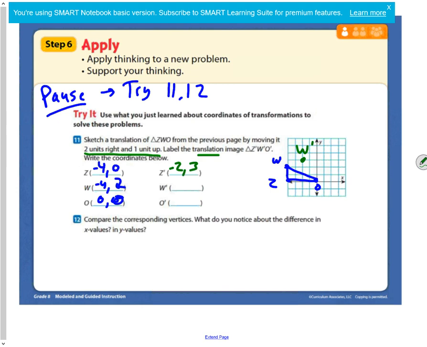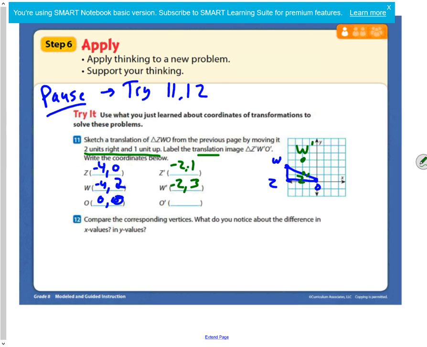Well, that was for W. What if I do the same thing with Z? I take it 2 units to the right and 1 unit up. My point should end up right there at -2, 1. So that would be my new Z prime, -2, 1.